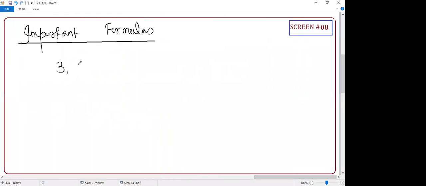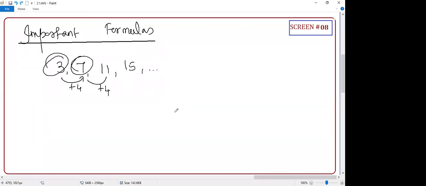I'll take 3, 7, 11, 15. Guys, what is this? Plus 4, plus 4. What I defined, 3, 7, 11, 15 are called terms. Terms of AP are the elements of AP. So how do you represent terms? Do you remember? A1, A2, A3, A4, like that. Some standard textbooks are not using A1, A2; they are using T1, T2, like this also.